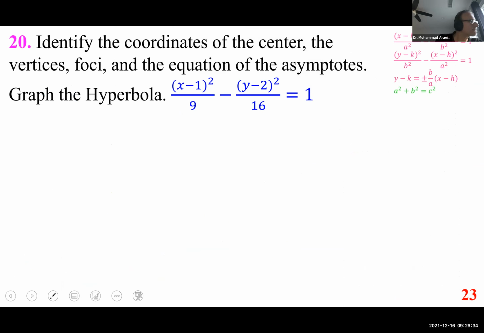Could you please read this? Identify the coordinates of the center, the vertices, the foci, and the equation of the asymptotes. Graph the hyperbola.